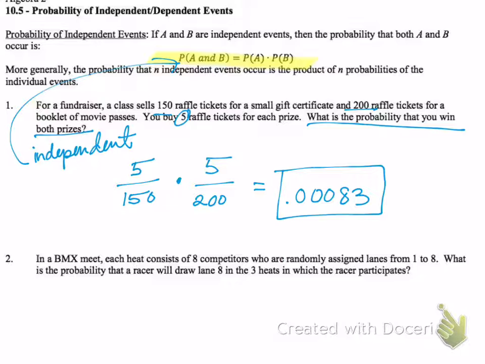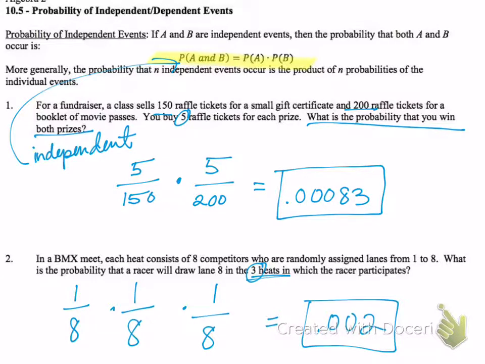So what's the probability of getting lane 8? 1 out of 8. And I'm doing that 3 times. So 1/8 times 1/8 times 1/8. The chance of that is 0.002, a 0.2% chance. Seems like it would be higher than that.